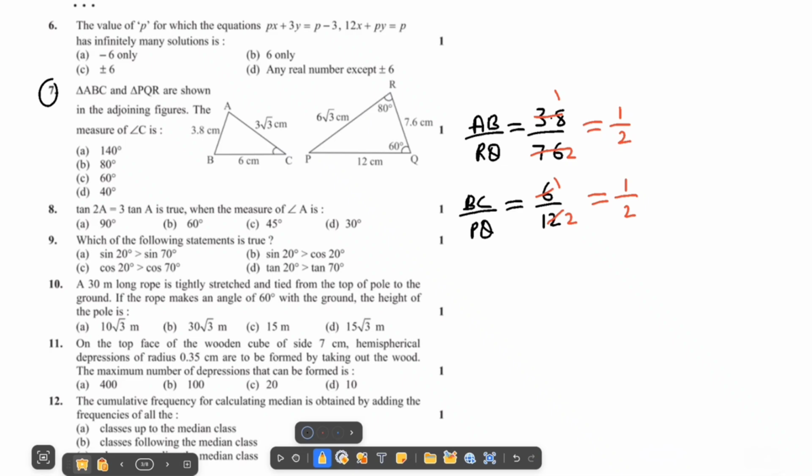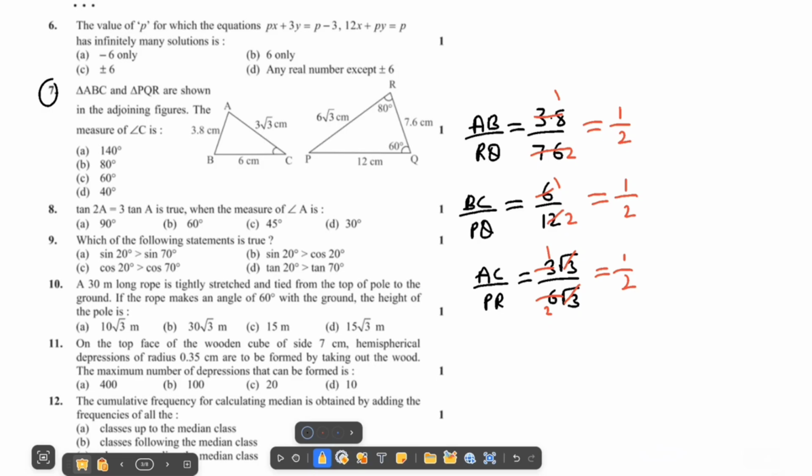Now let's check AC by PR. AC is given here as 3 root 3 and PR is 6 root 3. So root 3 cancels. 3 ones are 3, 3 twos are 6. Again we got the same 1 by 2. That means these two triangles are similar by SSS similarity. Three sides of the first triangle are proportional to the three sides of the second triangle. So therefore these two triangles are similar.